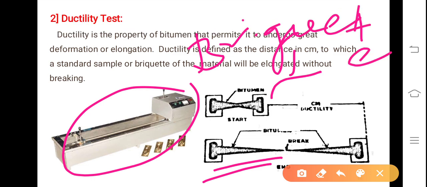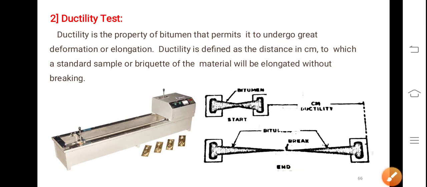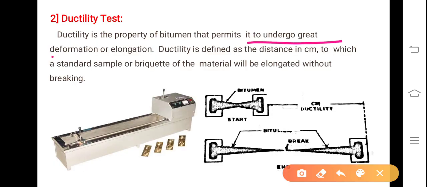Briquette, briquette mold. You have to pour and keep it in the atmosphere for 30 to 40 minutes, and then suspend it in water for about 1 hour, and then it is ready for testing. Ductility is the property of bitumen that permits it to undergo great deformation or elongation. That's why it is known as an elastic property. How far it is elastic.